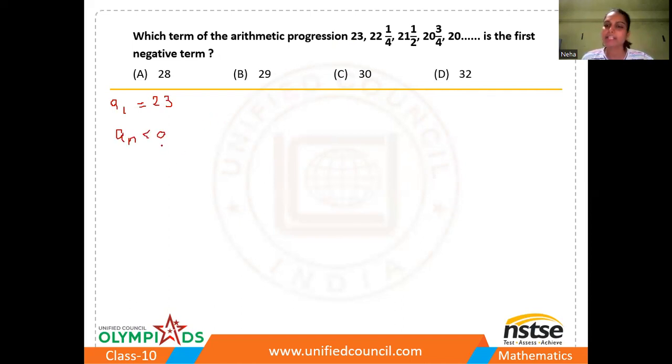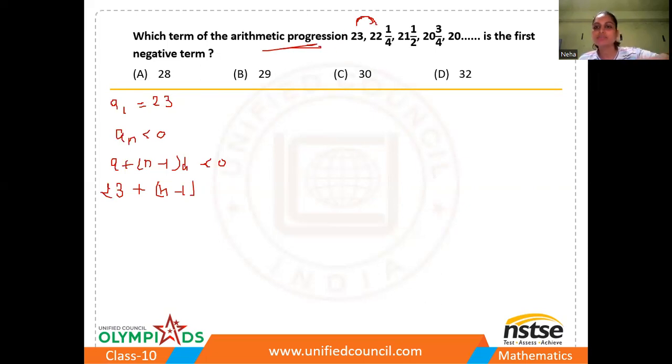an is a plus n minus 1 into d. This should be less than 0. So a is 23, plus n minus 1 into d. What is the value of d? For d I can do one thing. This is an arithmetic progression, it is already given. So just subtract a2 minus a1. That means 22 1/4 minus 23. It becomes minus 3 by 4.